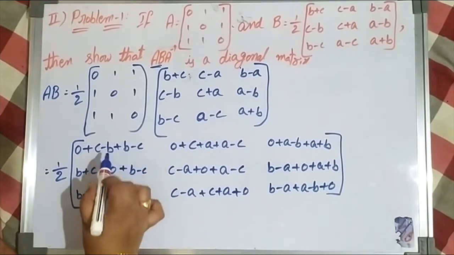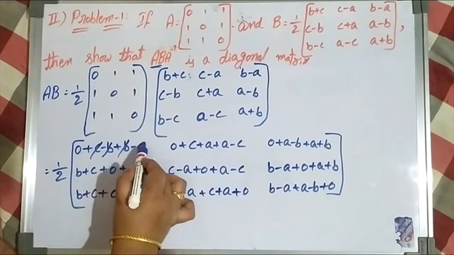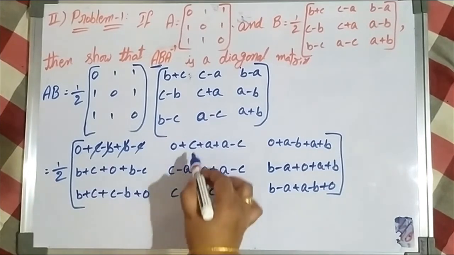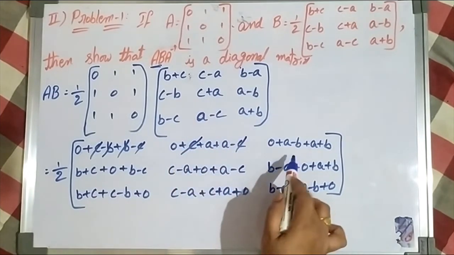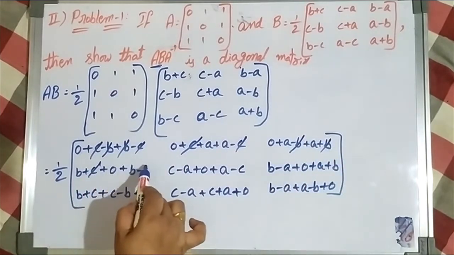Here, plus B minus B and plus C minus C also get cancelled. Here plus C minus C get cancelled. Here plus B minus B get cancelled. Here plus C minus C get cancelled.